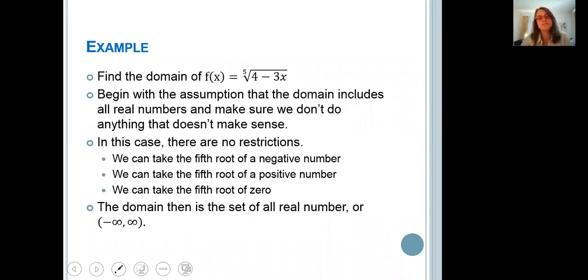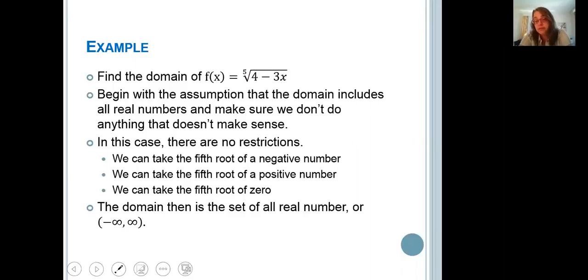Okay, one more. Let's find the domain of the function f of x that says take the 5th root of 4 minus 3x. Begin with all real numbers. Begin with that assumption and start looking for things that we can't do. Okay, what that means is we're taking a 5th root. Can we take the 5th root of a negative number?